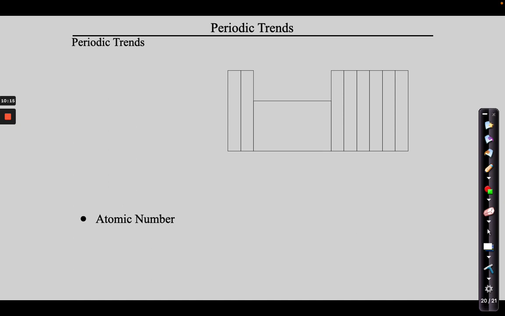The first one we're going to talk about is atomic number. Remind me, what does atomic number tell us? Number of protons. Very good. This tells us the number of protons in the nucleus. So we're going to talk about what happens to atomic number as we go down a group, and across a period. Good. Go ahead and label your first arrow Z for atomic number.